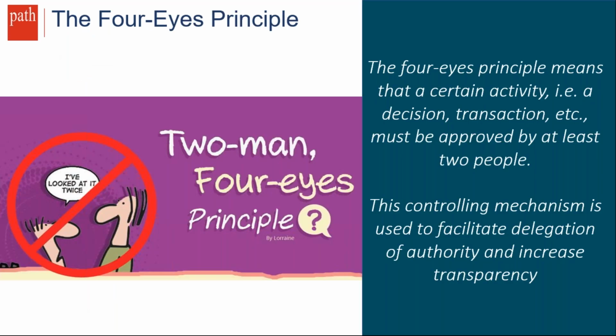4 Eyes principle. 4 Eyes principle is also called the two-person rule or two-man rule. Basically, it is a risk control technique that requires two people to be physically present in the same place when an activity occurs. 4 Eyes principle means that a certain activity, that is a decision or transaction, etc., must be approved by at least two people. This controlling mechanism is used to facilitate delegation of authority and increase transparency within an organization.